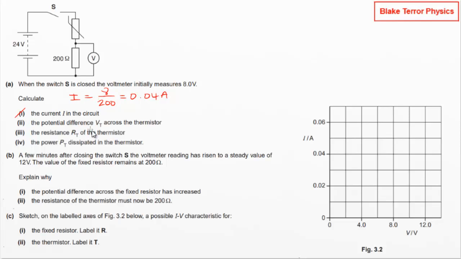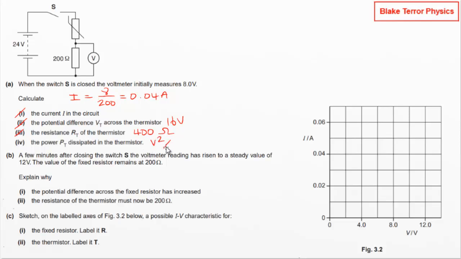The potential difference VT across the thermistor. So if we got 8 across the fixed resistor, we must have 16 volts across the thermistor. Then we need the resistance of the thermistor. Well, if we've got double the voltage, we must have double the resistance compared to the fixed resistor. So that's 400 ohms.